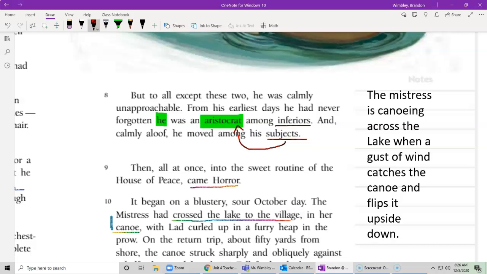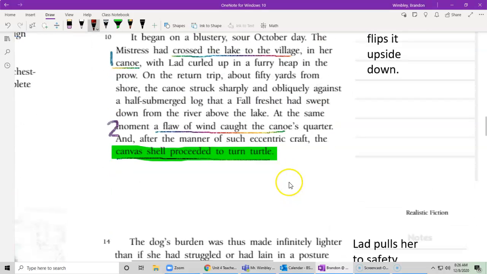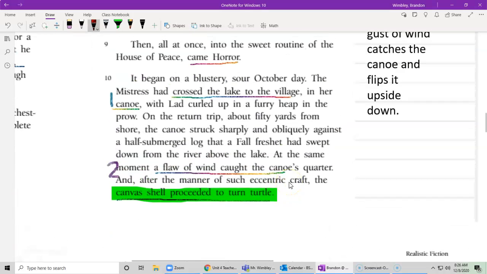Now, how does the metaphor in paragraph 10 help us visualize the canoe? Well, it lets us know that it's not the way it's supposed to be. It's upside down. And as we can probably tell from the picture, just our own thoughts, we know a canoe can't float if it's upside down. So remember, when you're doing your text analysis, see if you can figure out what's being compared as you read, because it's not always going to be straightforward like those similes. So you may have to figure out what's being talked about.